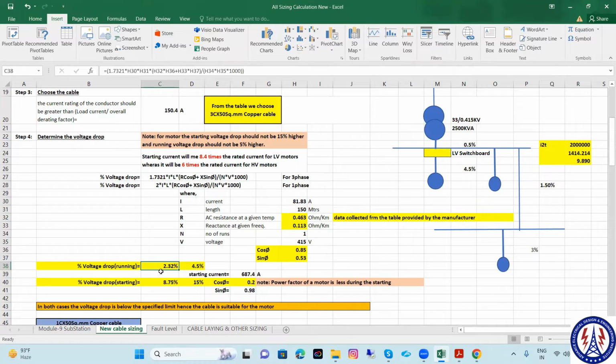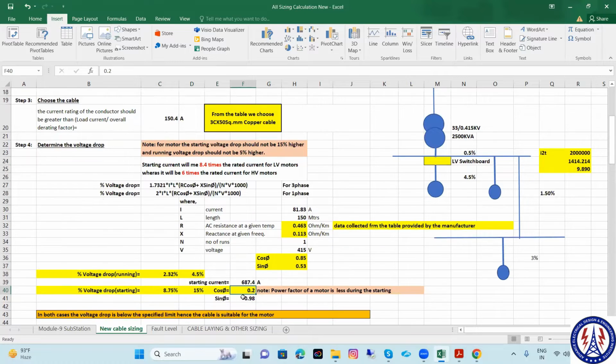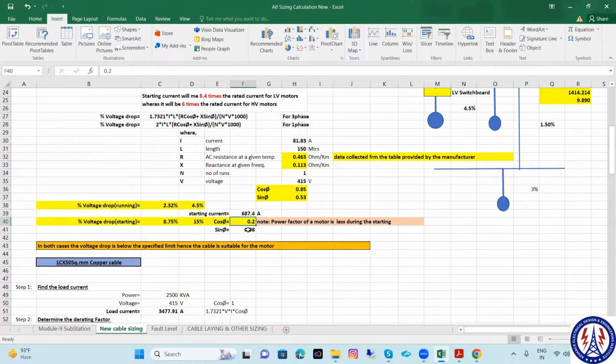Now the second criteria is the starting current. I am assuming that my motor is i3 and including tolerance, this much is the starting current, so 8.4 times the current. The starting power factor is 0.2, and this is the sin phi. After putting everything in the formula, it is coming 8.75. My limitation is 15%, and it is coming only 8 point something.